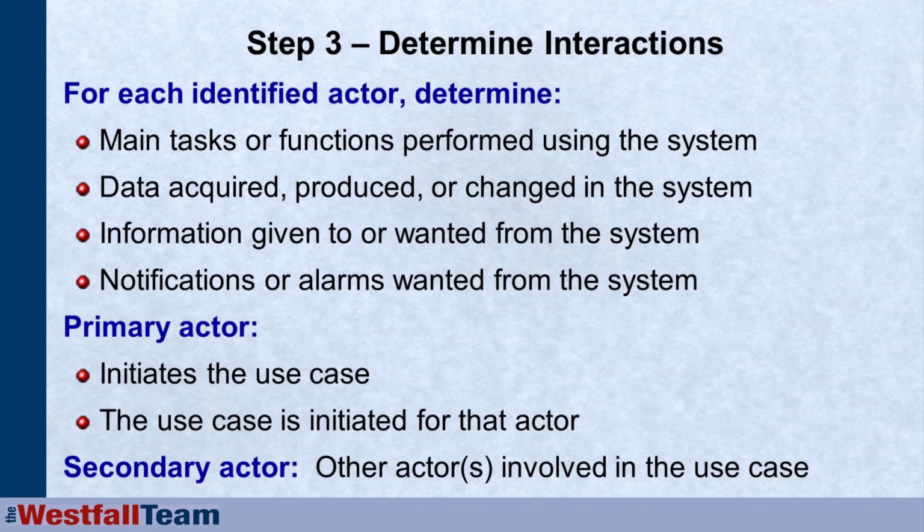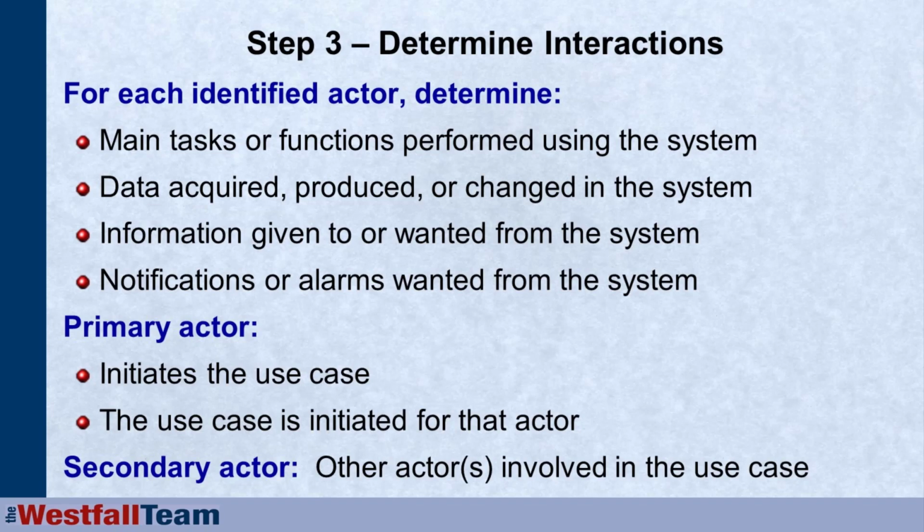The other primary actors are actors where the use case is initiated by the system, but for that particular actor. For example, the alarm we mentioned to the attendant: the attendant did not initiate that alarm, but the alarm was initiated by the system for the attendant, and the attendant was the primary actor because they were the target of that initiation. Secondary actors are other actors that are also involved in that particular use case.